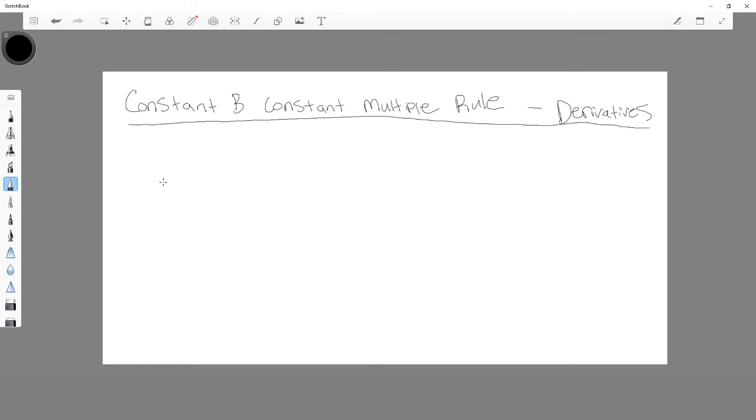Hello, and today we're going to be going over the constant and constant multiple rule for derivatives. So I'm going to begin with the constant rule. And it pretty much is if f of x equals a constant c, then the derivative of that will be 0.